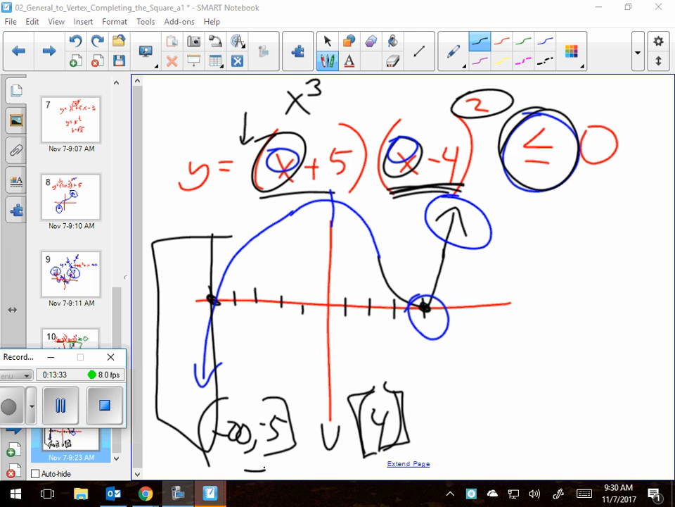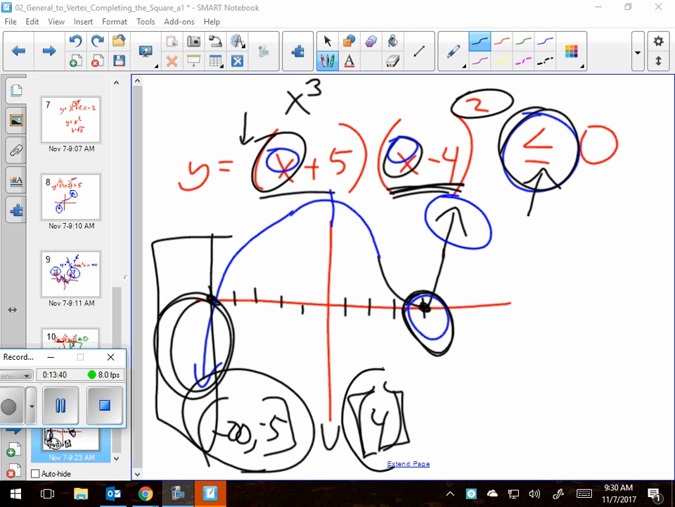There's your answer. From -infinity to -5, it works because it's below in there. And here's a spot where it's equal to it, and that said or equal to. That's the other spot. There you go.